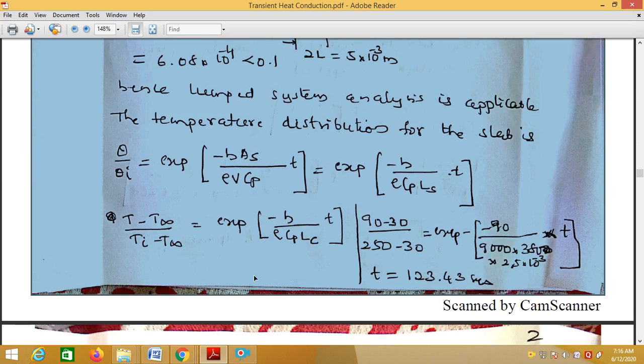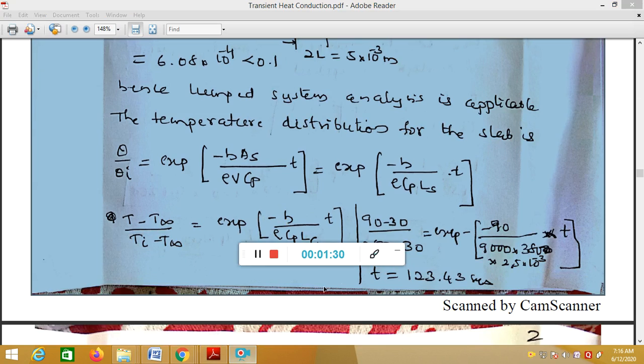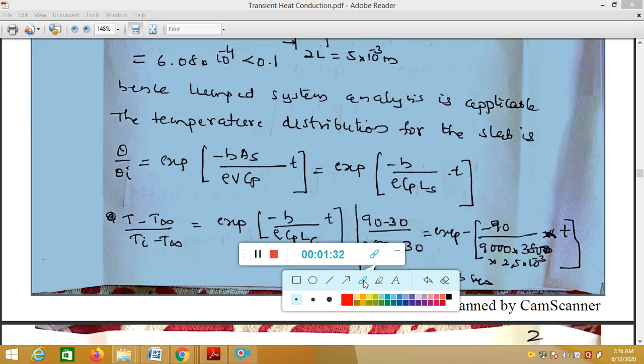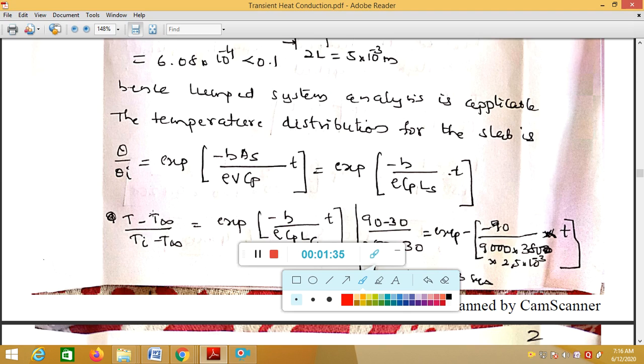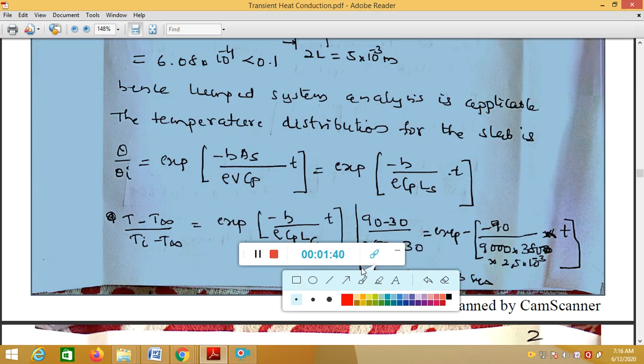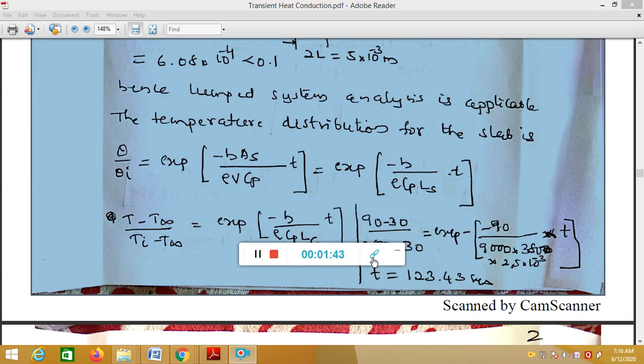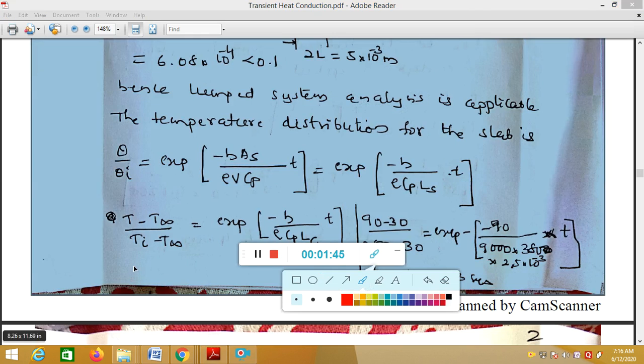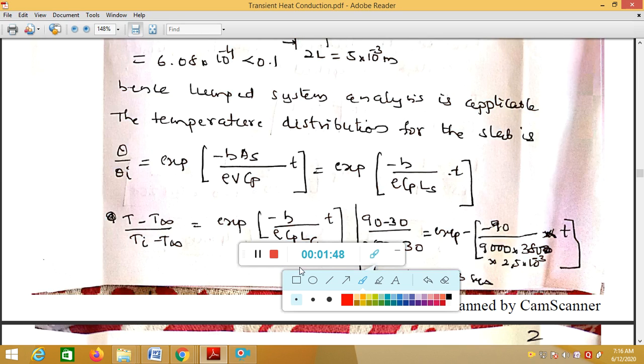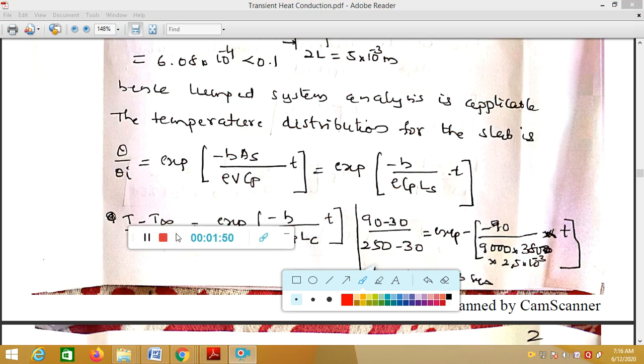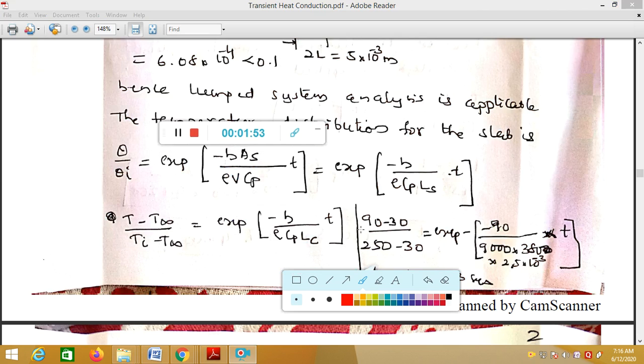So applying the lumped system equation, what is that equation? T minus T infinity by Ti minus T infinity equal to exponential of minus h by rho Cp Lc into t. Now substitute the values of T, Ti and T infinity. Ti is 250 degree centigrade. The temperature attained by the slab at any time is 90 degree centigrade. The fluid temperature is 30 degree centigrade.